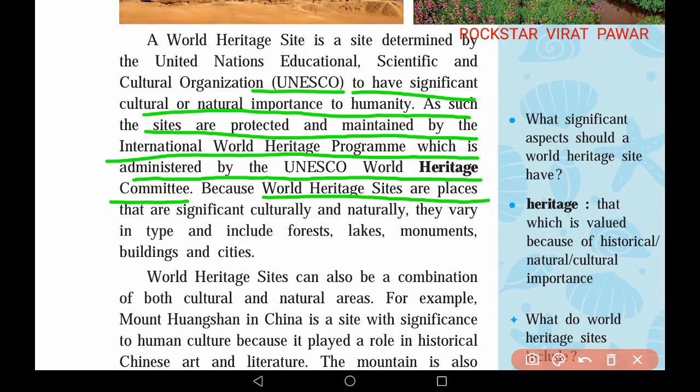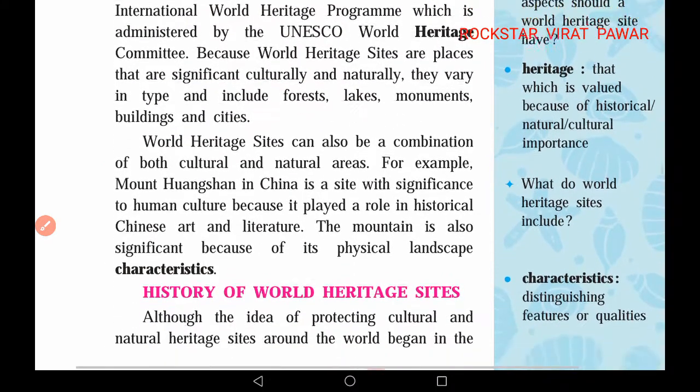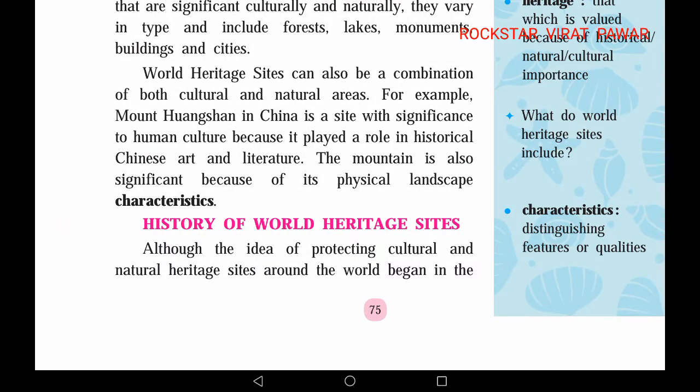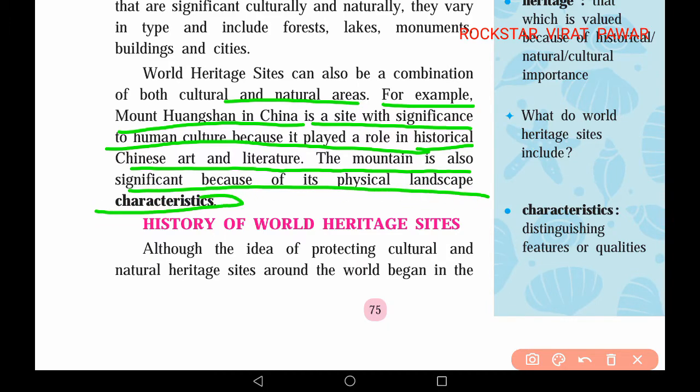World Heritage Sites are places that are significant culturally and naturally. They include forests, lakes, monuments, buildings and cities. A World Heritage Site can also be a combination of both cultural and natural areas. For example, Mount Huangshan in China is significant to human culture because it played a role in historical Chinese art and literature. The mountain is also significant because of its physical landscape characteristics.